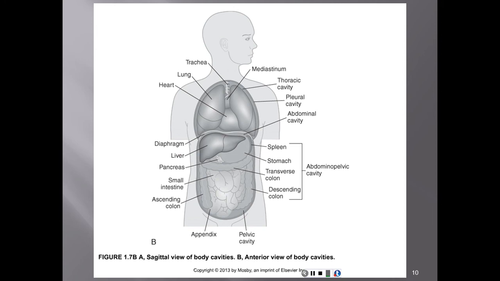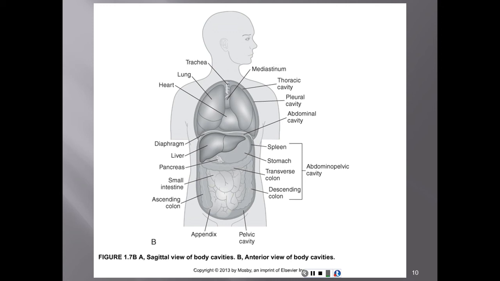Sagittal view of the body cavity. Well, this is actually a coronal view of the body cavities. The picture that we looked at was a sagittal view. I'm actually reading in the book right now. So this would be more or less a coronal image, frontal image of the body cavities.